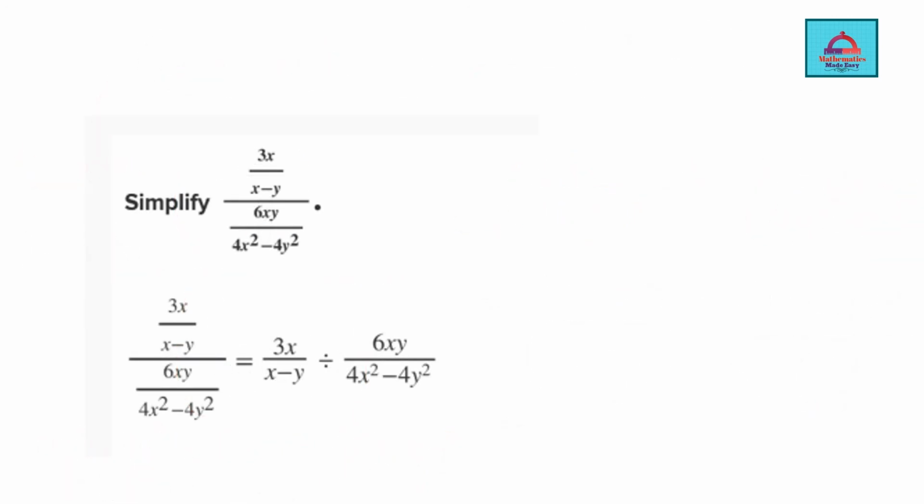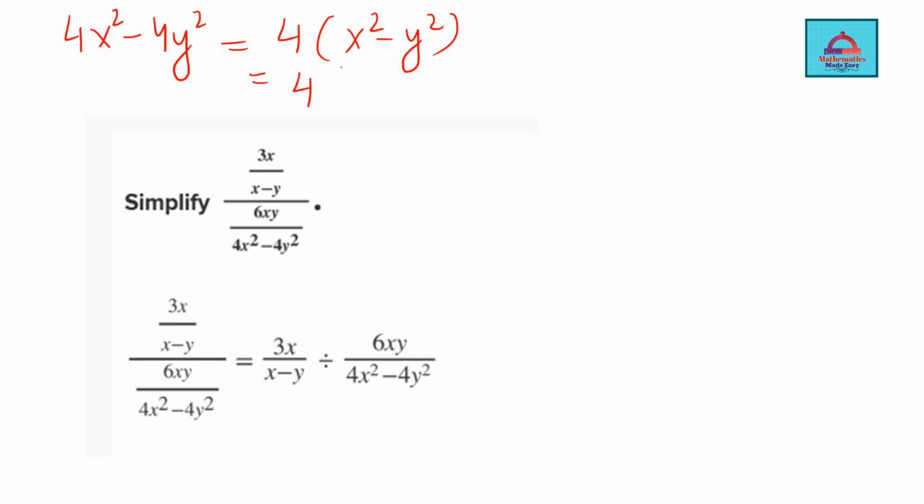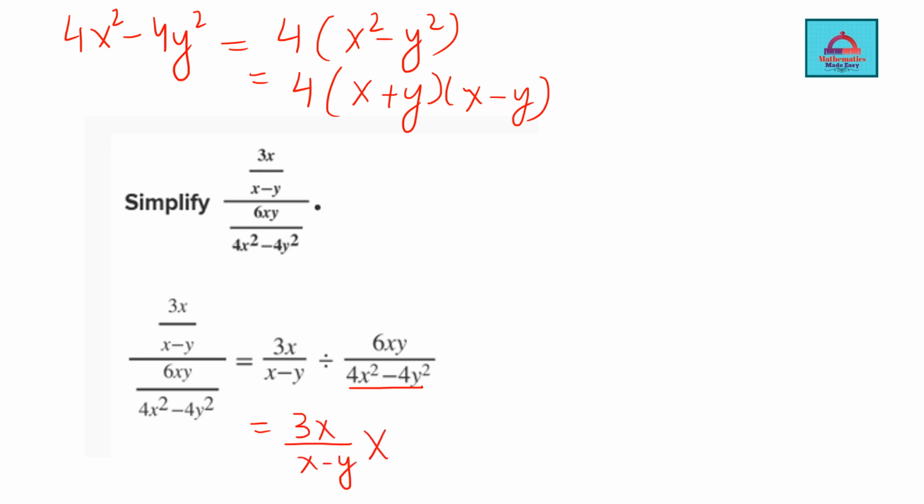So from the last slide, we have seen that we can change the division to multiplication, and then 4x square minus 4y square can be simplified by taking 4 common, x square minus y square. So this is the same as 4 times x plus y, x minus y. This is the difference of squares that I have done here to simplify. So this whole thing reduces to 3x over x minus y multiplied with, now this becomes the reciprocal, we have changed it to multiplication, so 6xy comes down, 4x square minus 4y square goes up.